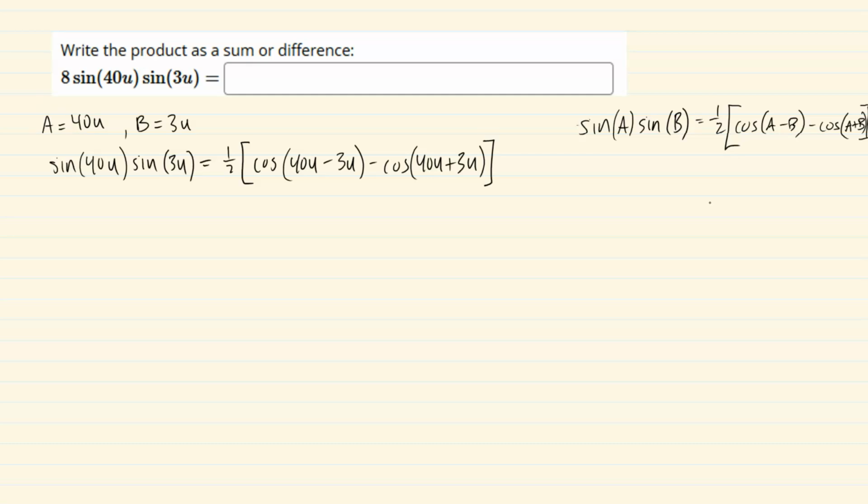Okay, so we can simplify this a little bit. This would be 1/2 cosine of 37u minus cosine of 43u.